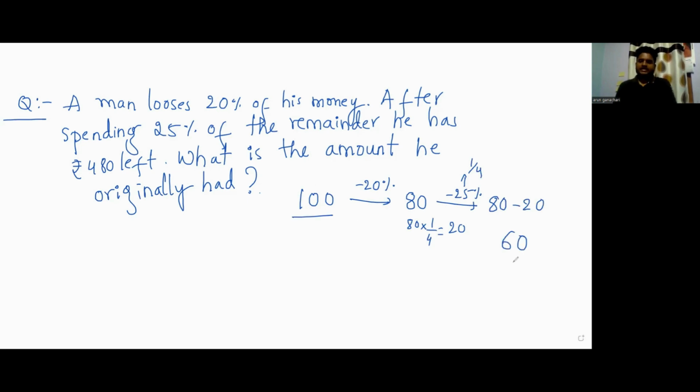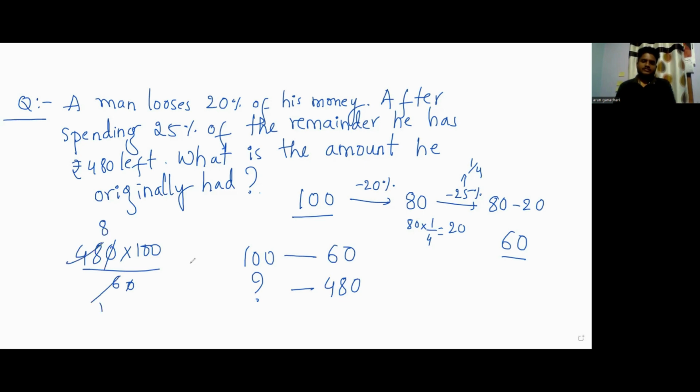If I had 100, I would have been left with 60 at this transaction. But how much is remaining now? 480. If I had 100, I would have left with 60. But I have been left with 480. What was I? The thing which I had initially. Cross multiply, I'll get the answer. 480 into 100 divided by 60. 0 and 0 will get cancelled. 6 ones are 6. 8 sixes are 48, 8 into 100 is how much? 800. Yes or no? In percentage chapter, if you are stuck somewhere, use 100.